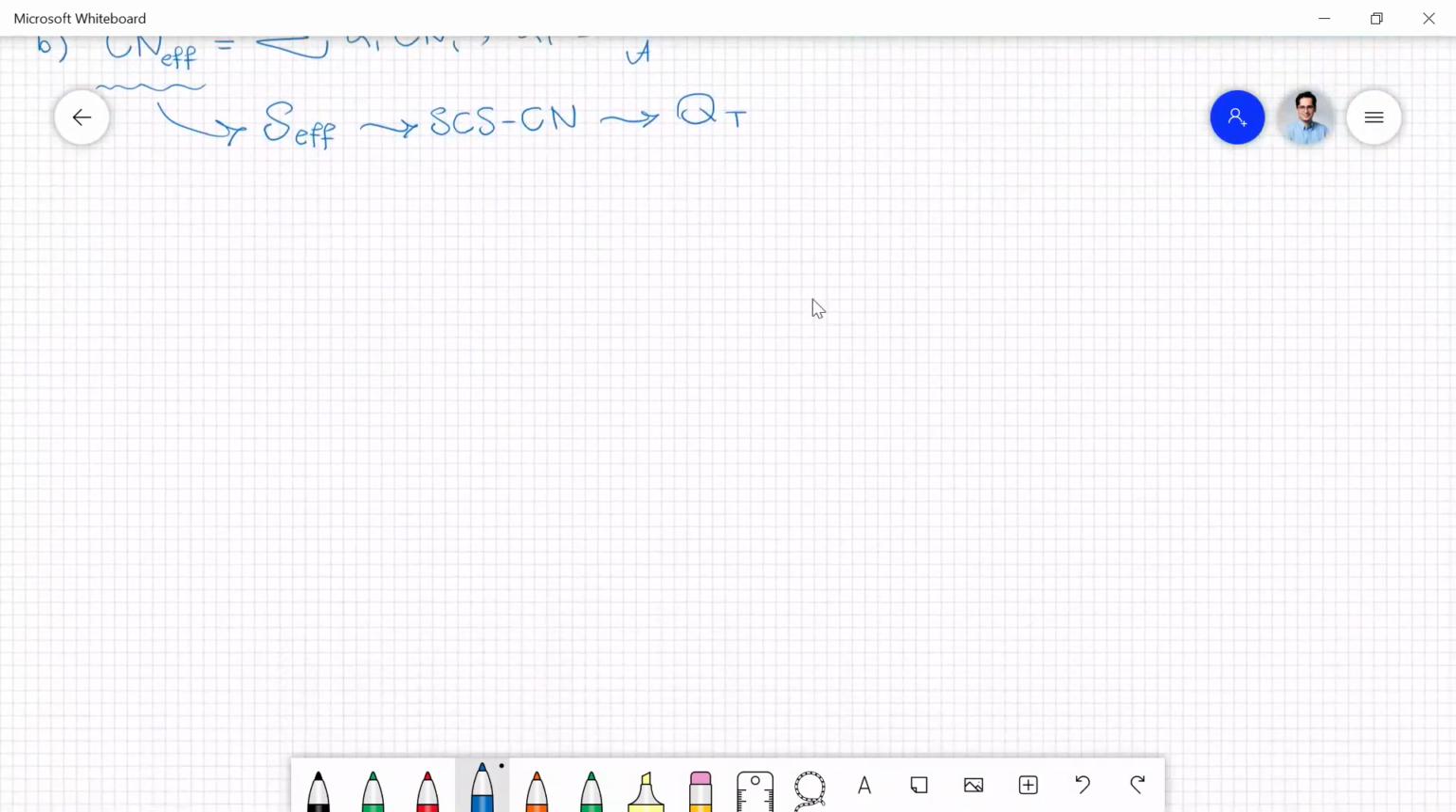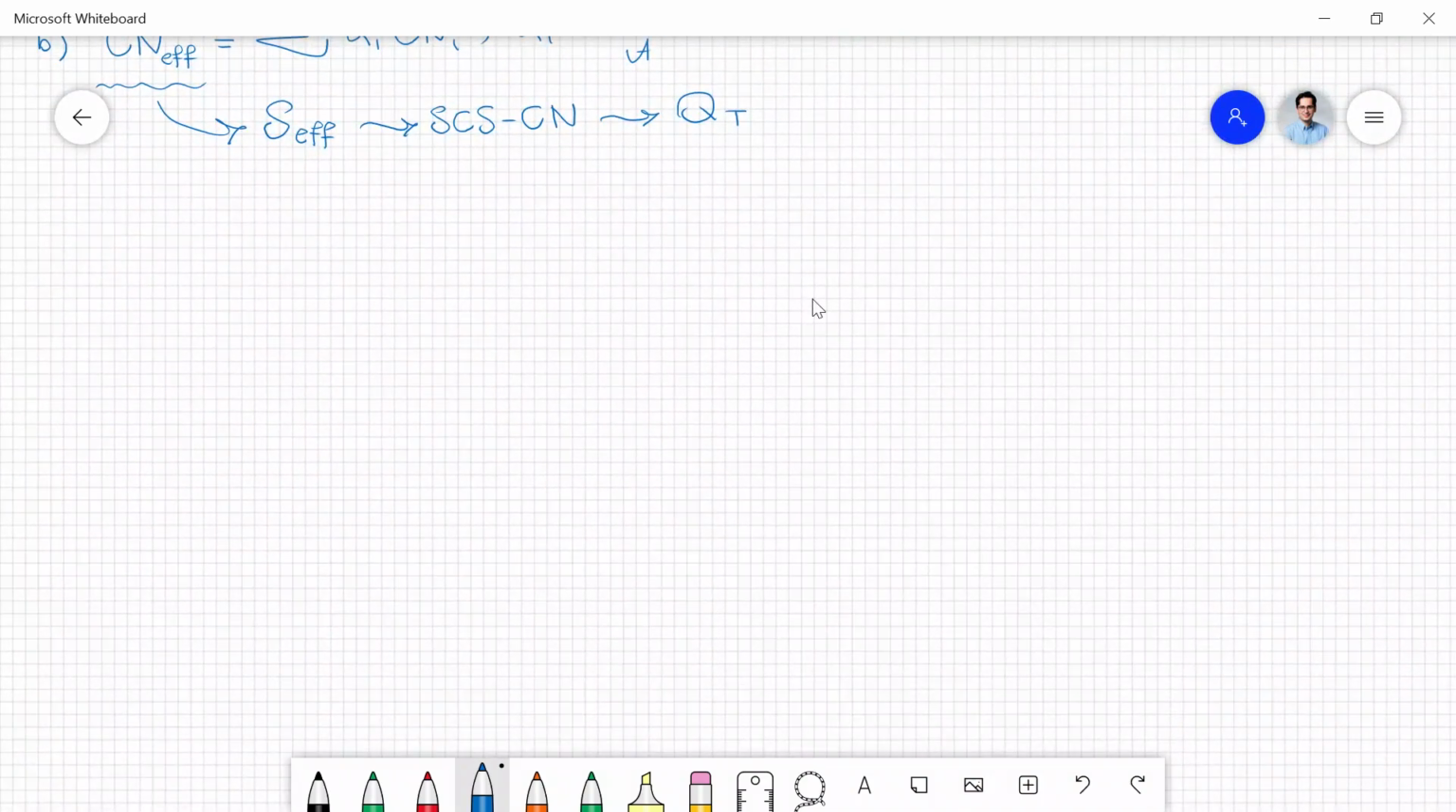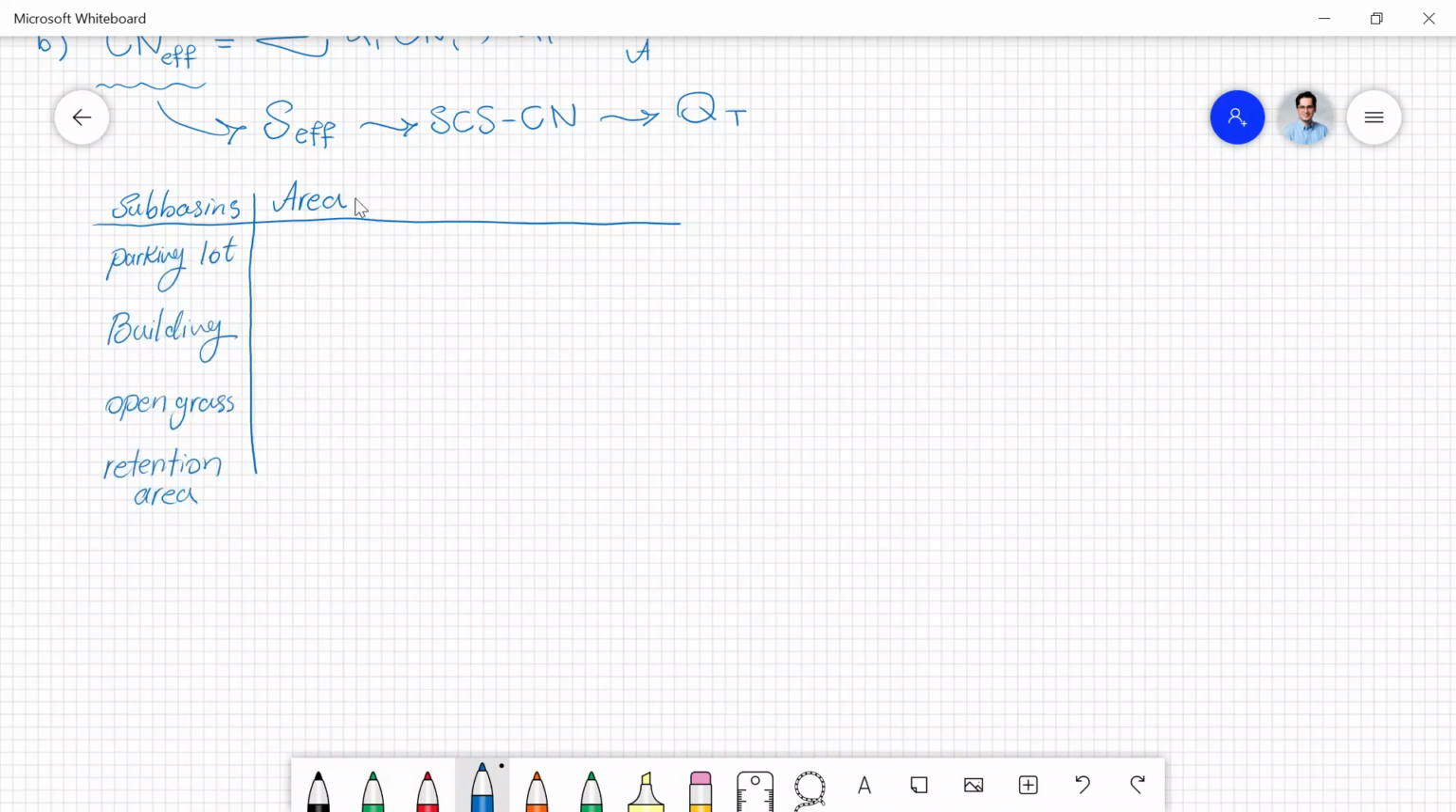So I'm going to create a table with the information that I have been given. First of all, I know that we have multiple subbasins and every subbasin has an area. So this is the table that I'm going to create. Area of the subbasin. The subbasins are parking lot, building, open grass, and retention area. The areas have been given to me in hectares. Next, I need to calculate the fraction of every subbasin, or alpha I, which is dimensionless because it's area divided by area.